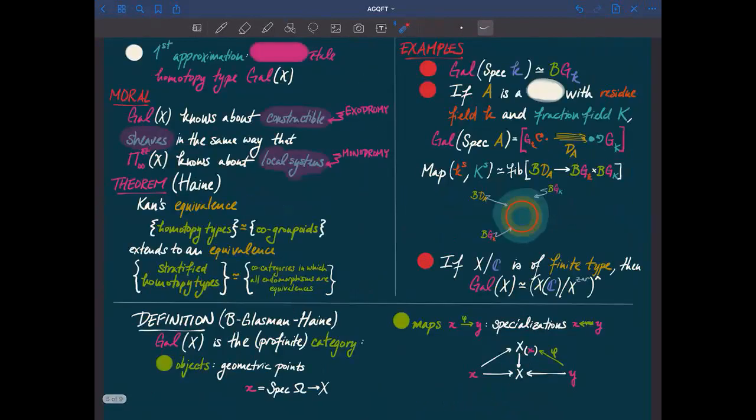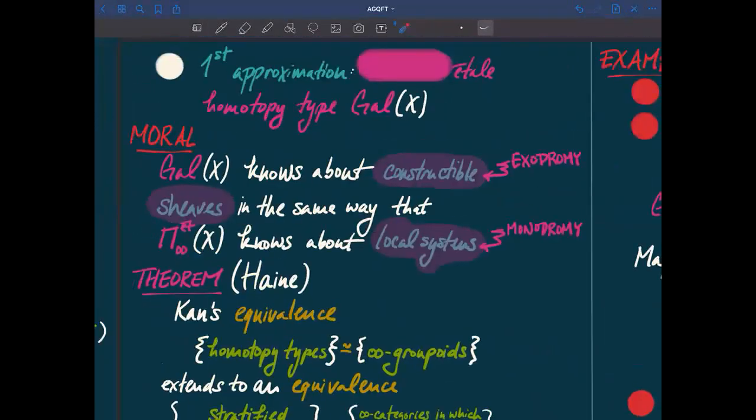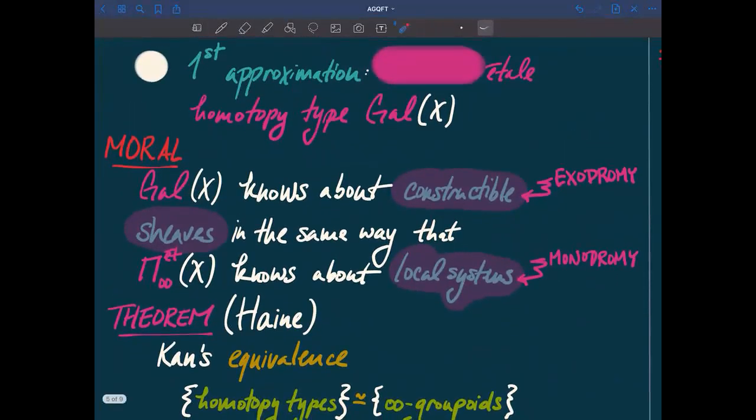Okay, so I want to refine this picture a little bit. This is what I'm calling the first approximation to that manifold MF. I want to do it in such a way that it addresses the issues that I've raised. The idea is to use stratifications to do that. So this is going to be the stratified étale homotopy type, an object I'm going to call Gal X.